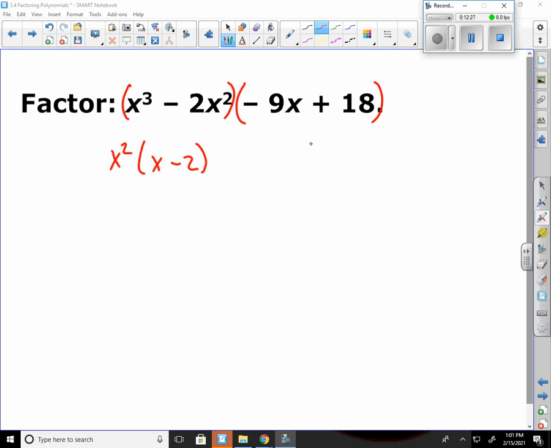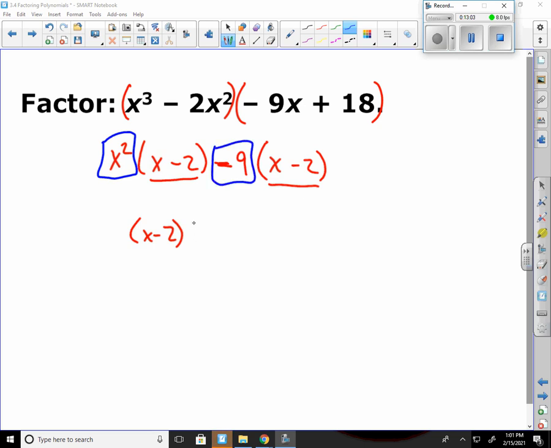Looking at this back one, I have a negative in front. It tells me I'm going to want to factor a negative out. 9 goes into both of these terms, so that's the number I pull out. If I pulled out a negative 9, I'm left with just x. If I pull out a negative 9, I'm left with negative 2. These two are the same, so they come out in front. X minus 2. And then we group these two together.